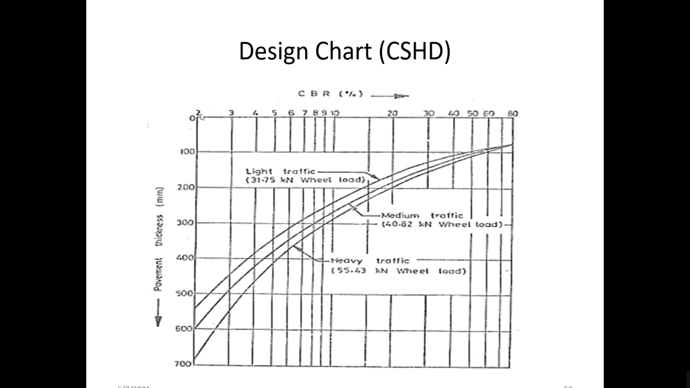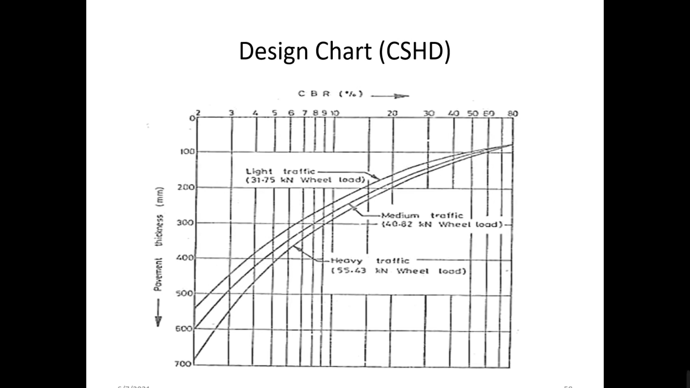Directly you can just cut the particular curve which has the light traffic condition and take it towards the negative y-axis, so that you can get the thickness of pavement, which is in the range of 400 mm to 500 mm. Okay. So what are the two parameters that are required? One is the loading condition, and the other is the CBR in terms of percent.